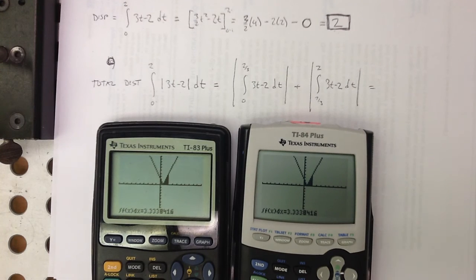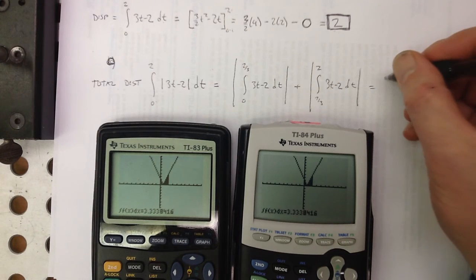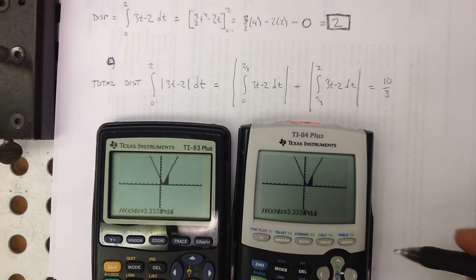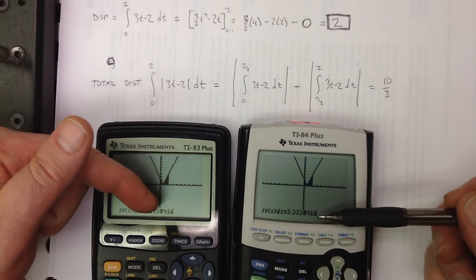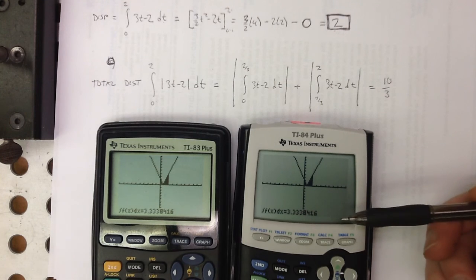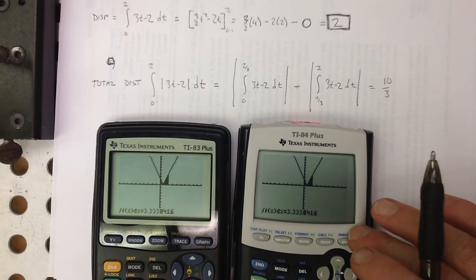Okay, now really super important thing for you to notice here is that correct answer here is actually 10/3, or 3.3 repeating. So what's this garbage here in the calculator? It says 3.3338416. What? Well, the calculator, these things don't know how to do calculus.